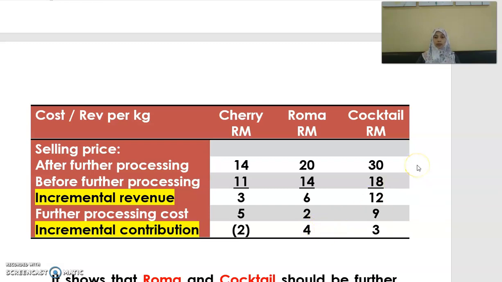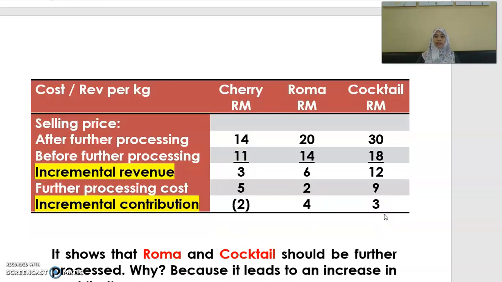The same goes for your cocktail. If you further process and sell it, you will get 30 ringgit. If you sell it as it is without further processing, you will only get 18. So you have an incremental revenue of 12. What about your further processing cost? You compare your incremental revenue with your incremental cost of 9. That gives you an incremental contribution of 3.